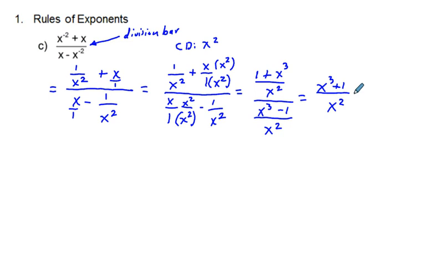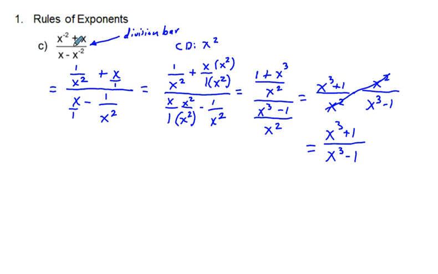And now we're going to multiply by the reciprocal of this fraction below. So we have x squared over x cubed minus 1. And so what we have now is a cancellation. So working below, we have x cubed plus 1 over x cubed minus 1.